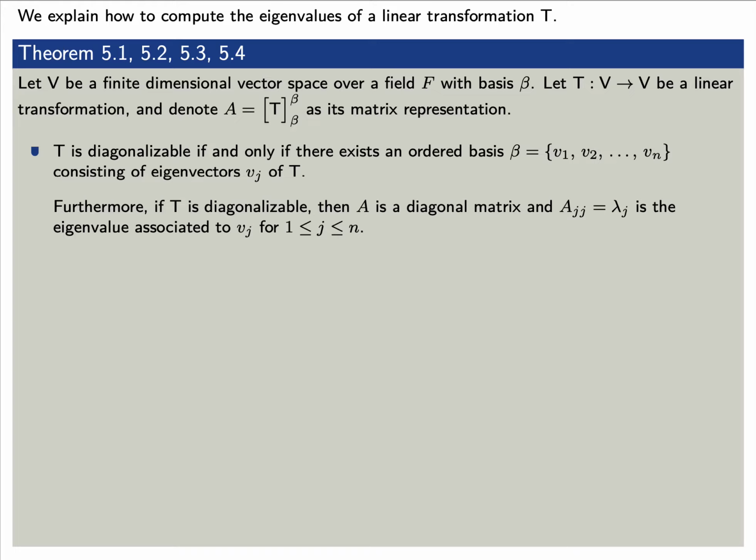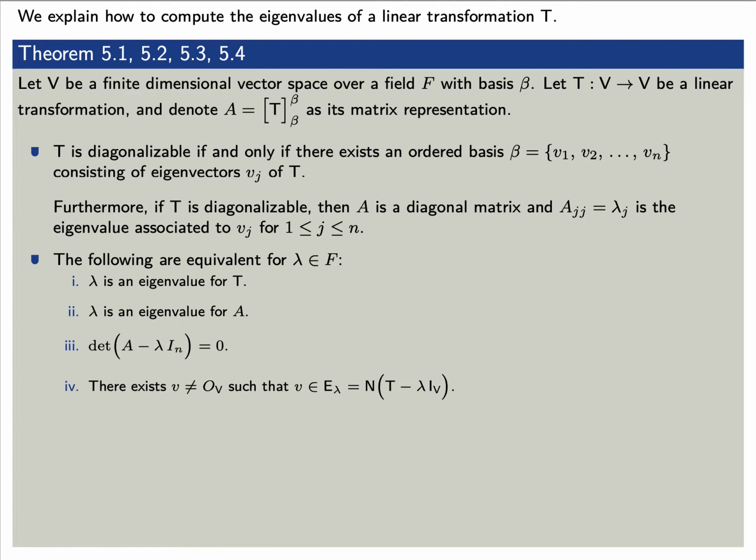First, T is diagonalizable if and only if there exists an ordered basis beta consisting of eigenvectors of T. Further, if T is diagonalizable, then the matrix representation with respect to beta is a diagonal matrix. And the entries in this diagonal matrix are simply the eigenvalues associated to the eigenvectors in our ordered basis.